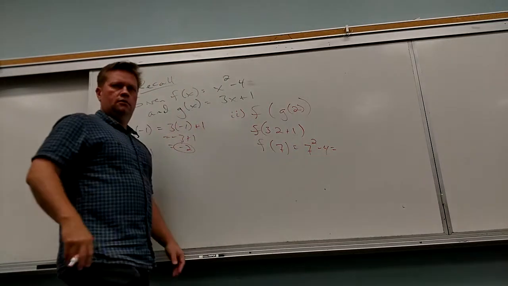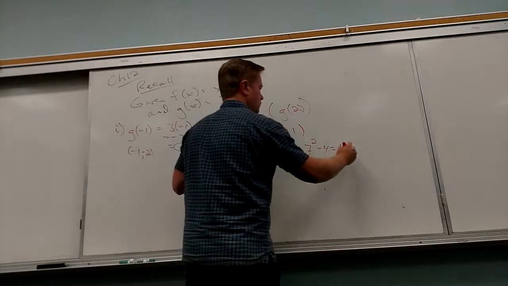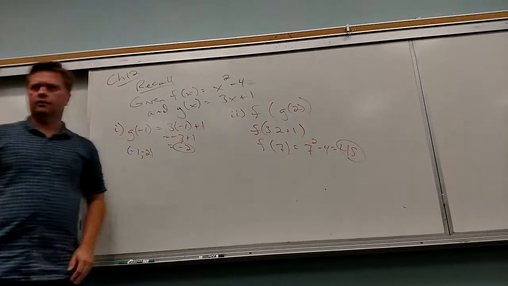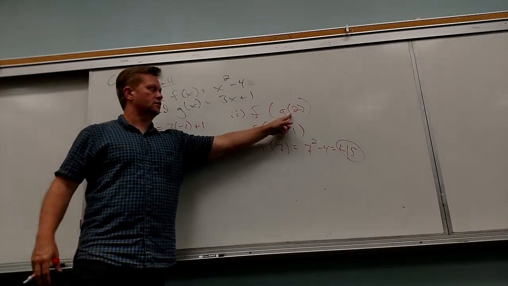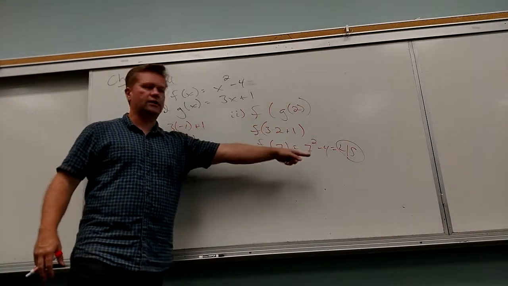Yeah. 49 minus 4, 45. I like it. So the basic idea of function notation is to substitute something in. This kind of question is, I don't know what I'm substituting in yet. Well, let me figure that out first, so then I can substitute it in.